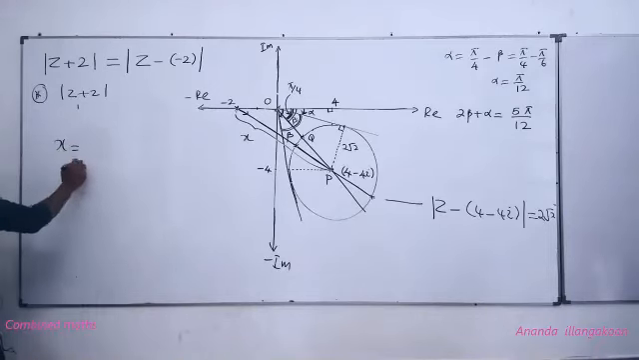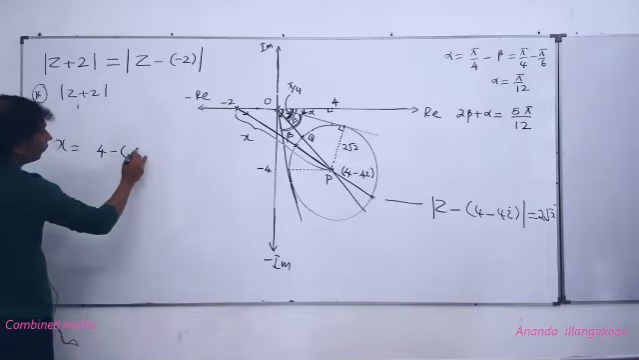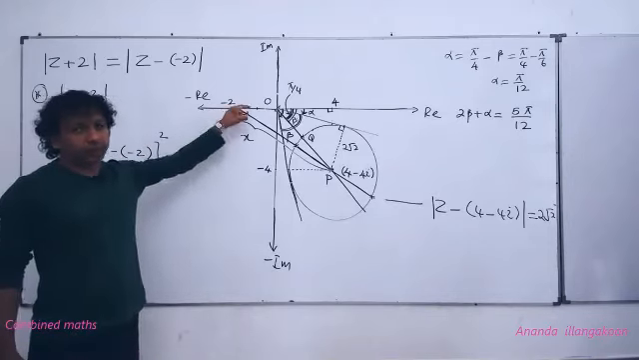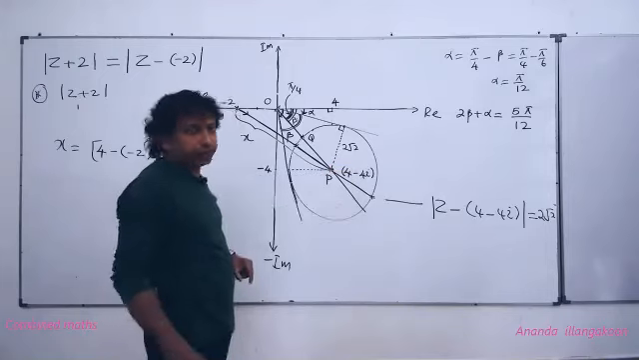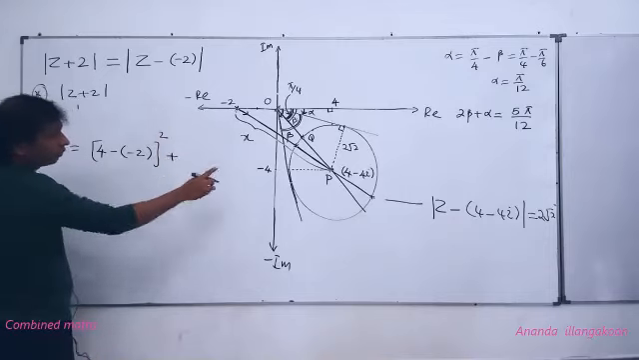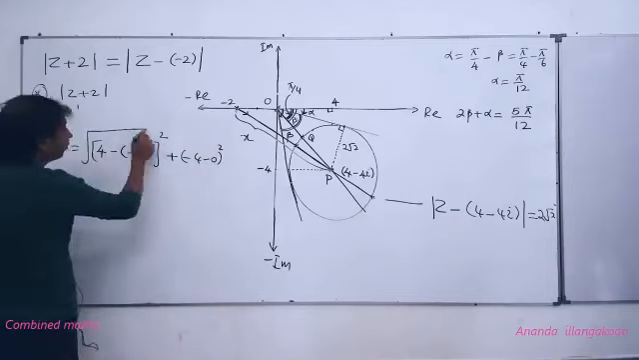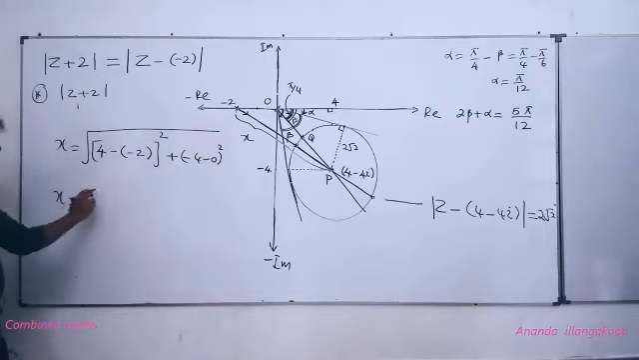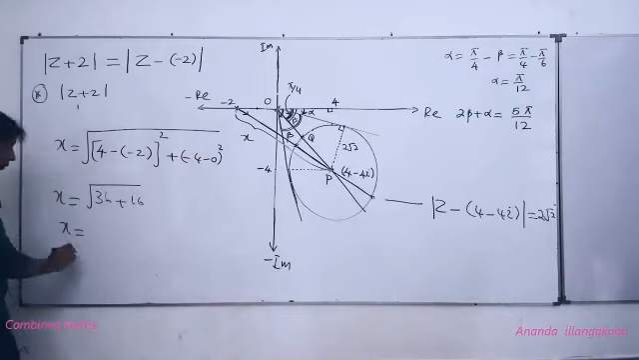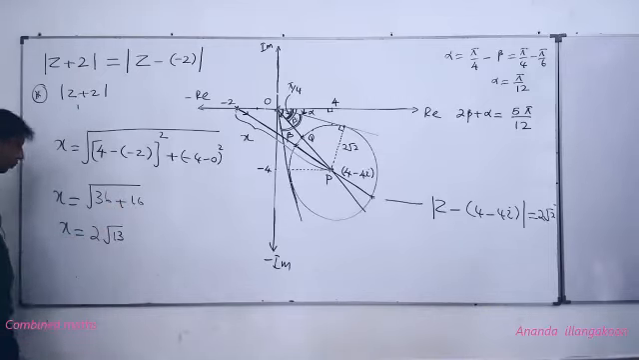What is x? Here, 4 minus minus 2, no? Difference of x coordinates squared. Right, no? Here, x coordinate is minus 2, y coordinate is 0. Here, 4, y coordinate is minus 4. Difference of x coordinates, 4 minus minus 2, squared, plus difference of y coordinates, minus 4 minus 0, squared. It's root of 36 plus 16, root 52, no? 2 root 13 is x.